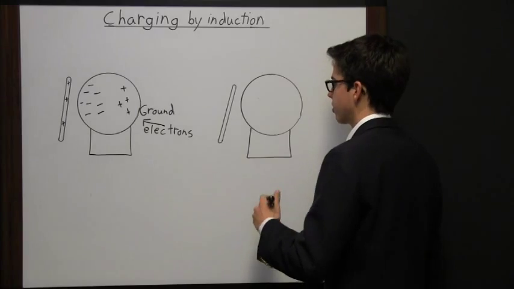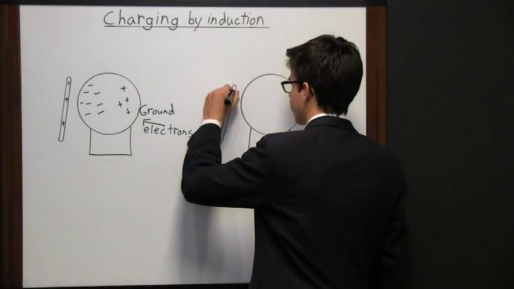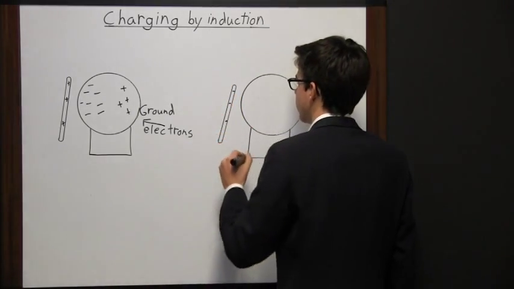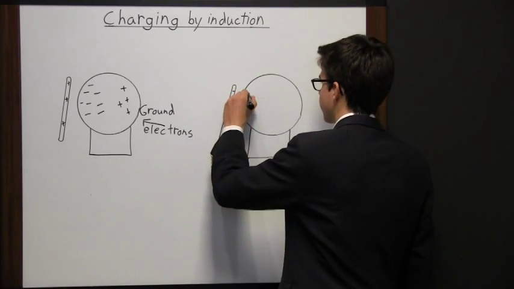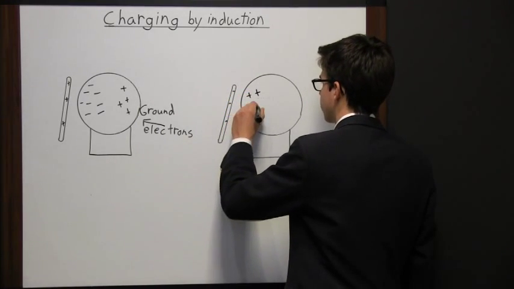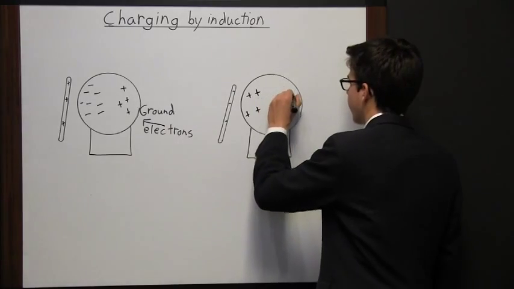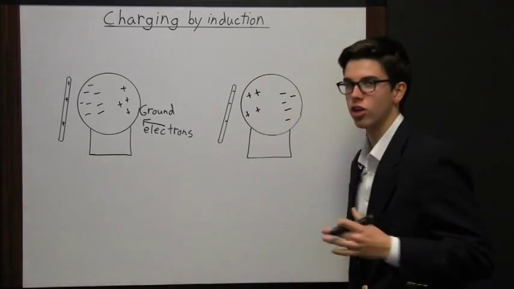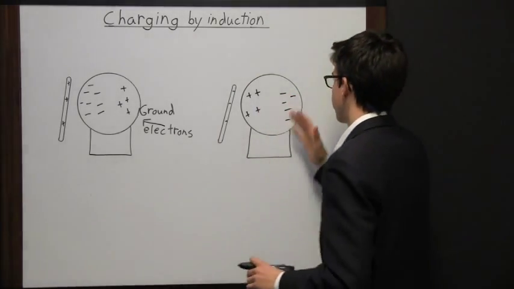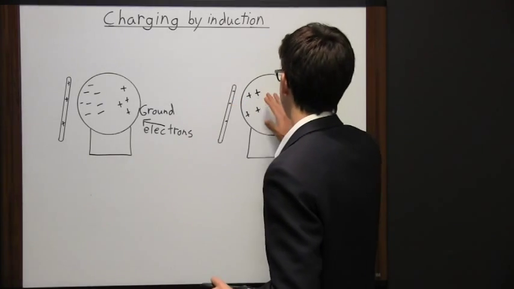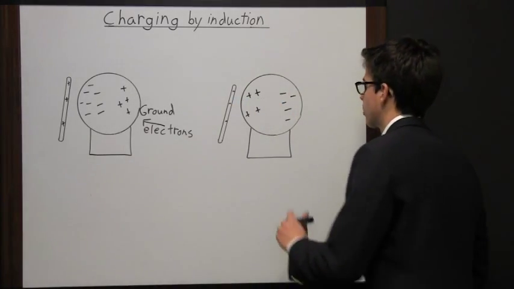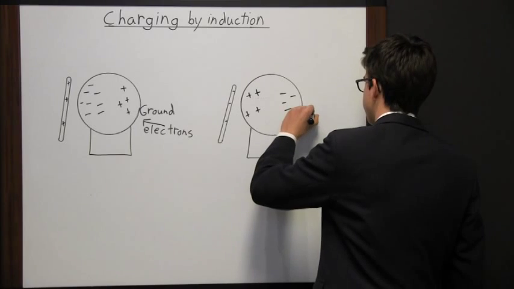Now say we had a similar scenario. We have a sphere again and a rod, but this time it has a negative charge. So what's going to happen is the positive charges are going to be over here because they're attracted to the rod. And then all the negative charges are going to be over here because like charges repel each other. So we have negative charges here, negative charges here. So these negative charges want to get as far away as possible.